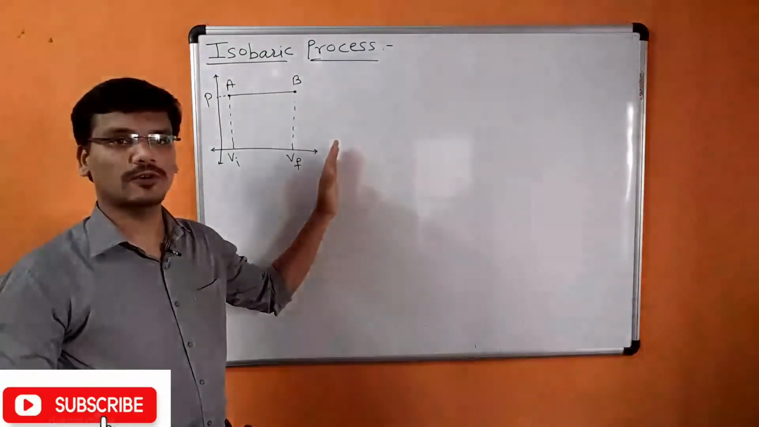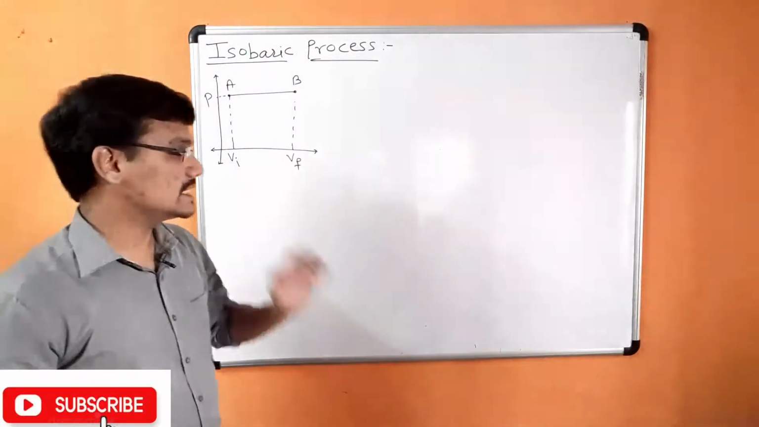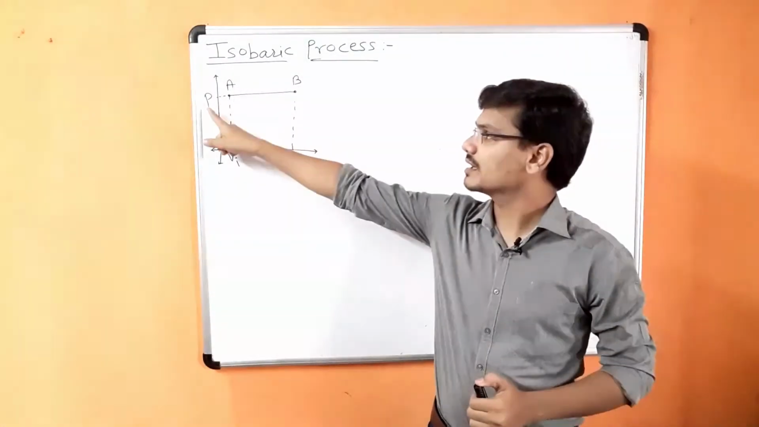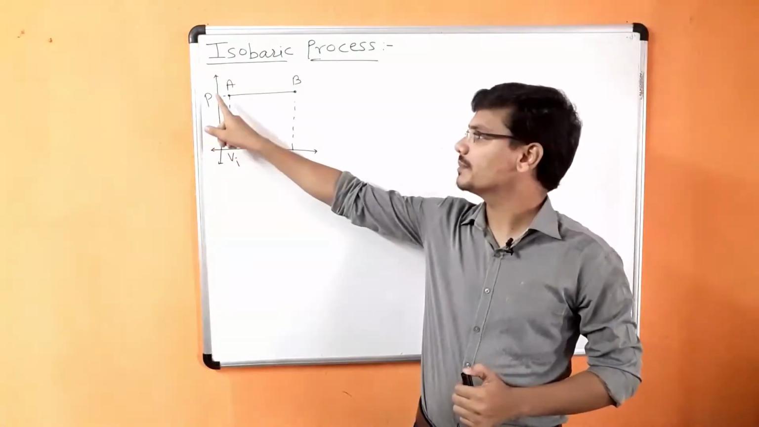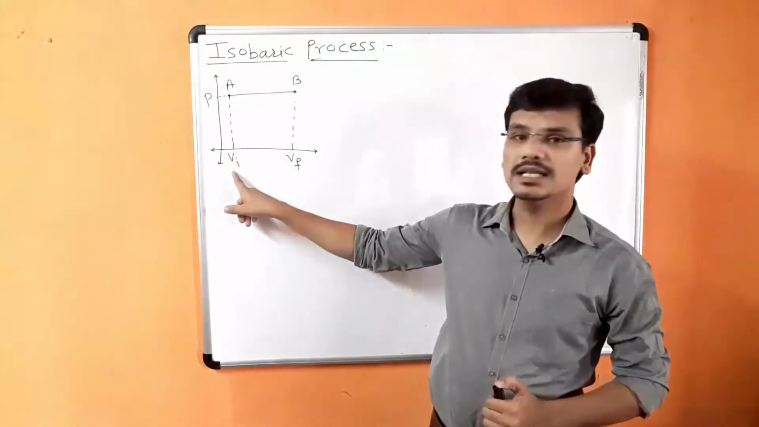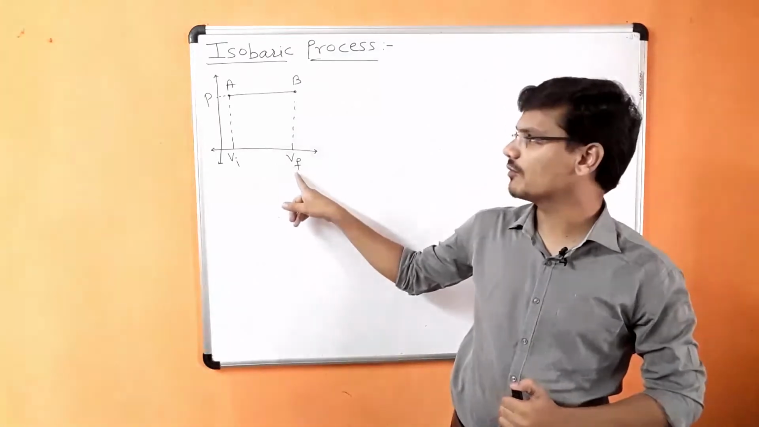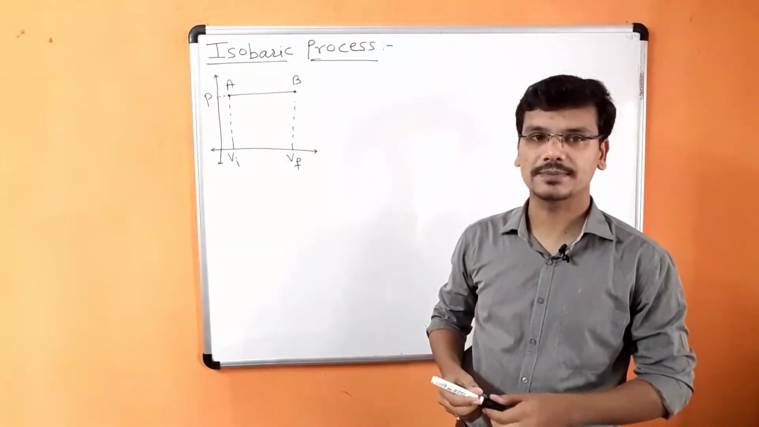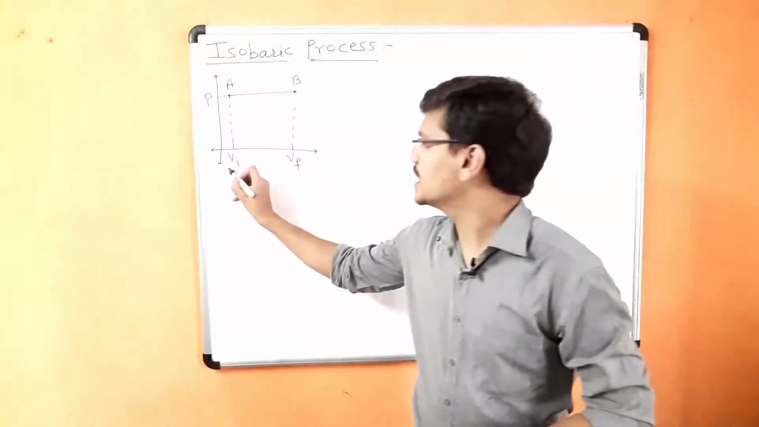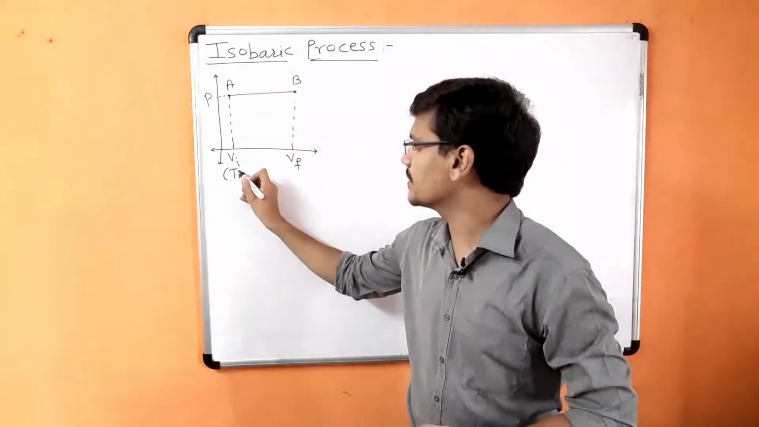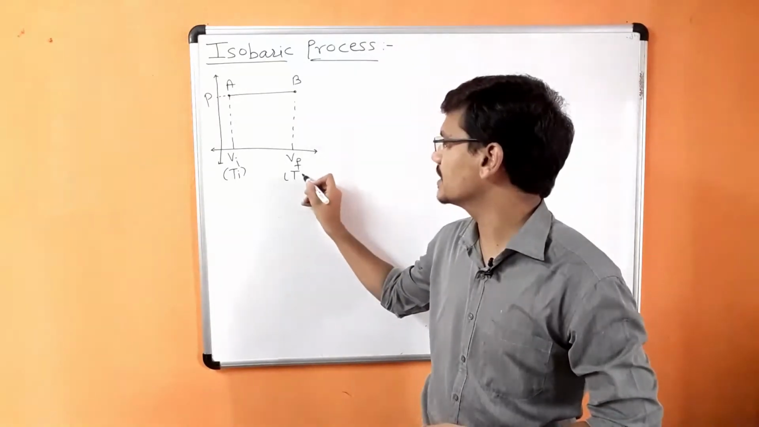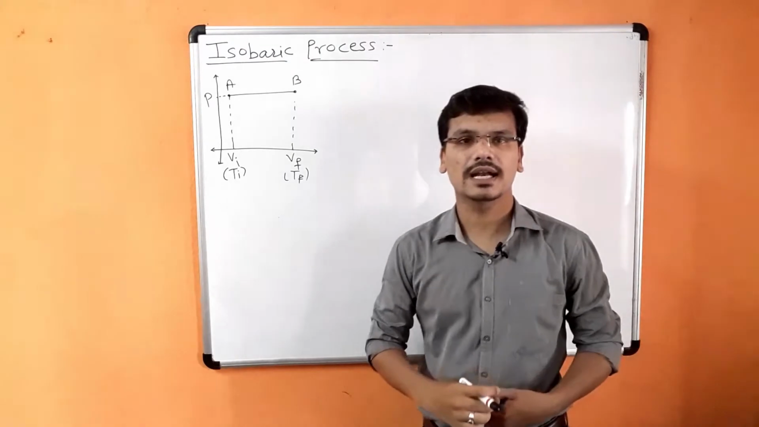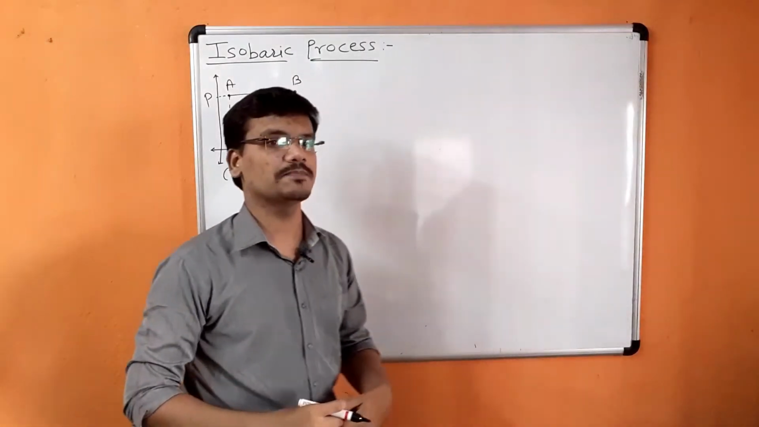This is the PV diagram for the isobaric process. In this diagram, this is the expansion at constant pressure. Pressure is constant P, initial volume is Vi and final volume is Vf, where A is the initial state and B is the final state. Suppose Ti is the initial temperature and Tf is the final temperature.